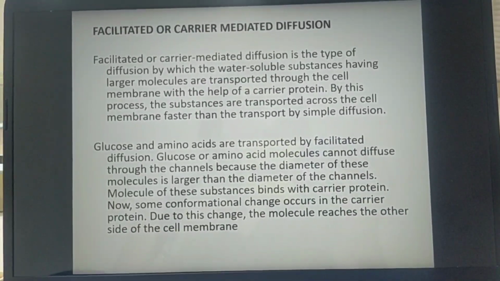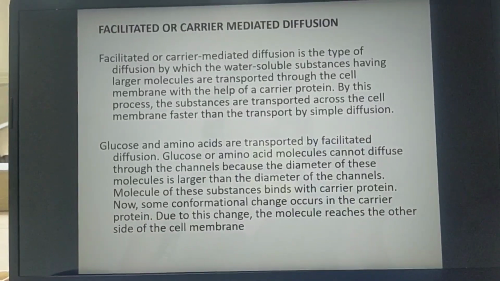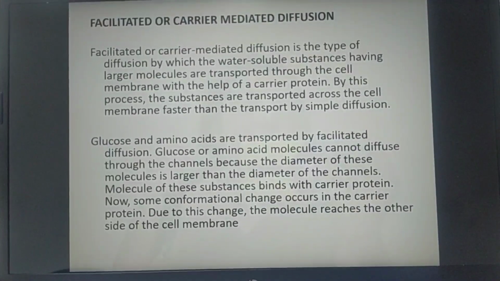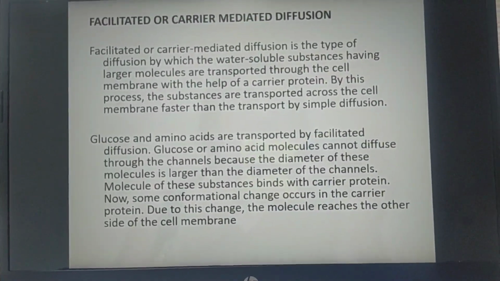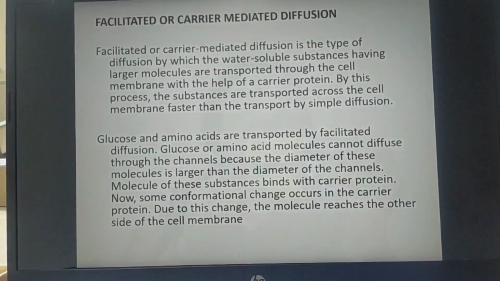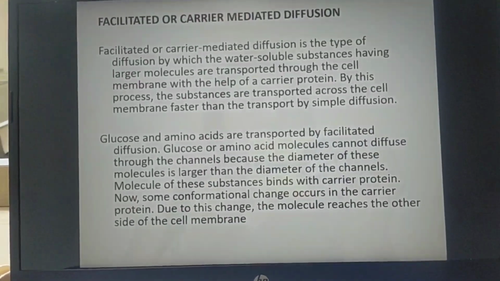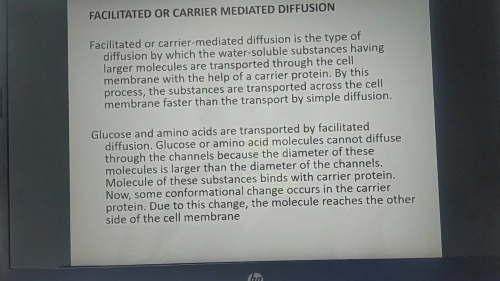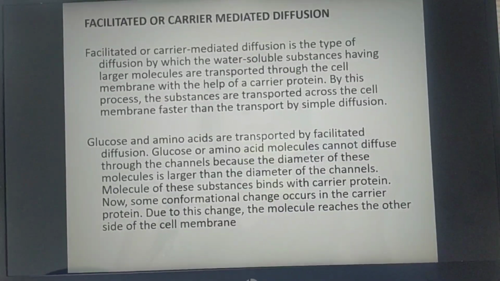Glucose or amino acid molecules cannot diffuse through the channels because the diameter of these molecules is larger than the diameter of the channels. Molecule of these substances binds with carrier protein. Now some conformational change occurs in the carrier protein, and due to this change the molecule reaches the other side of the cell membrane.